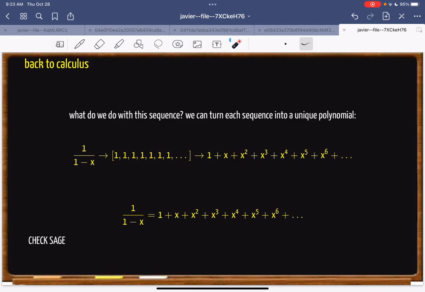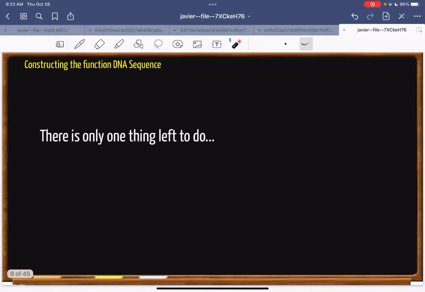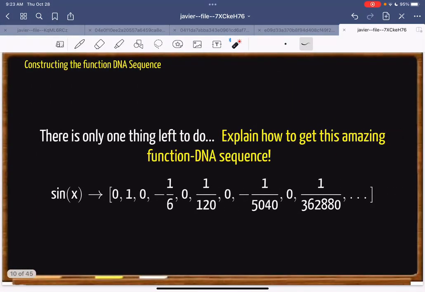Okay, the only thing left to explain is how do we get this amazing sequence? For example, for sine, if I could show you how to do it in the general sense, then it would be a really, really good day today.